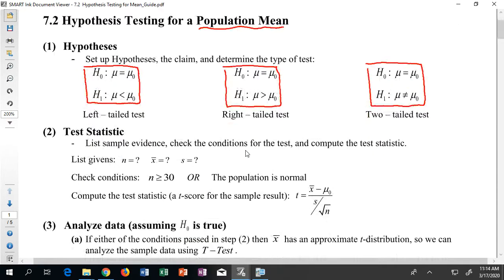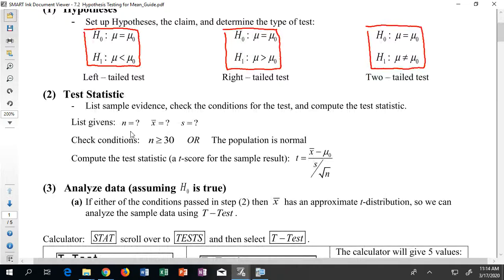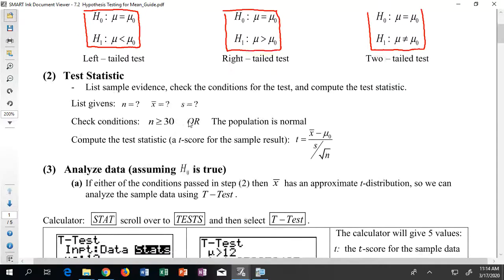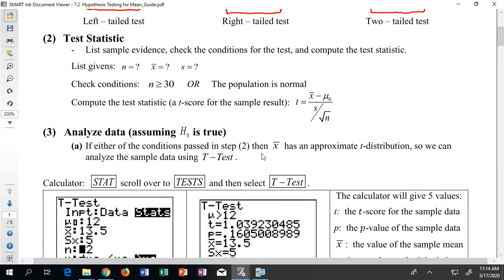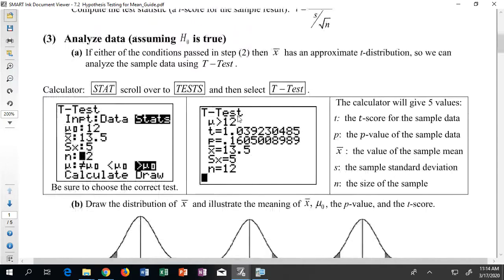We're going to be interested in listing out our sample evidence. We're going to have a value of n, maybe a sample average and a sample standard deviation that we find. I have some checks. We could either have a normal population or have a big enough sample. And then we're going to compute what we call a t-score. This is going to be for actually a brand new distribution called a t-distribution, which we'll talk about in the first example. Okay. If I meet those steps, I'll say that my x bars can be, I can find how rare they are or not rare they are by using a t-distribution. And so this is where we use a t-test on the calculator.